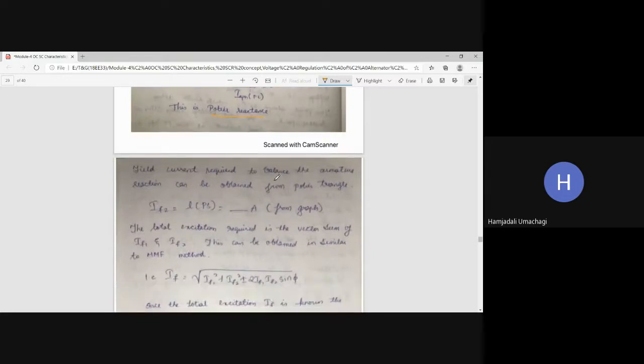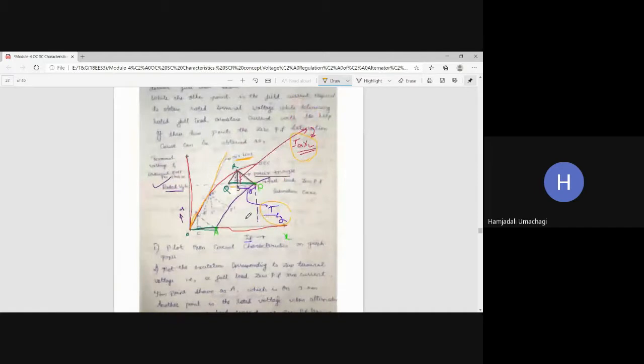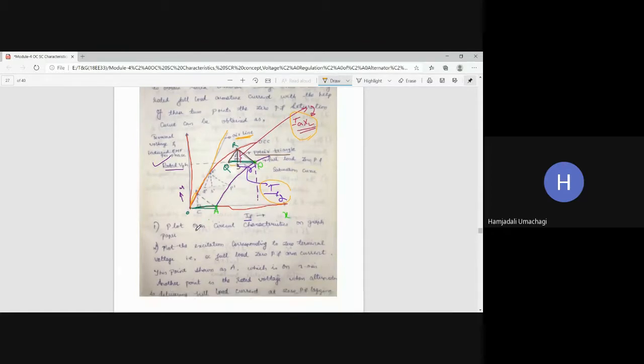Now, the field current required to balance the armature reaction can be obtained from the Potier triangle, that is IF2. As I told you, IF2 is nothing but the length of PS. It is not only the length of PS; along with the length of PS, it should be multiplied with the 1 centimeter information of the field current value. In theory we say that IF2 is equal to the length of PS, but when we are solving problems, the length of PS is multiplied with the 1 centimeter information along the x-axis, because IF2 is the field current, meaning we have to take the field current value for 1 centimeter.